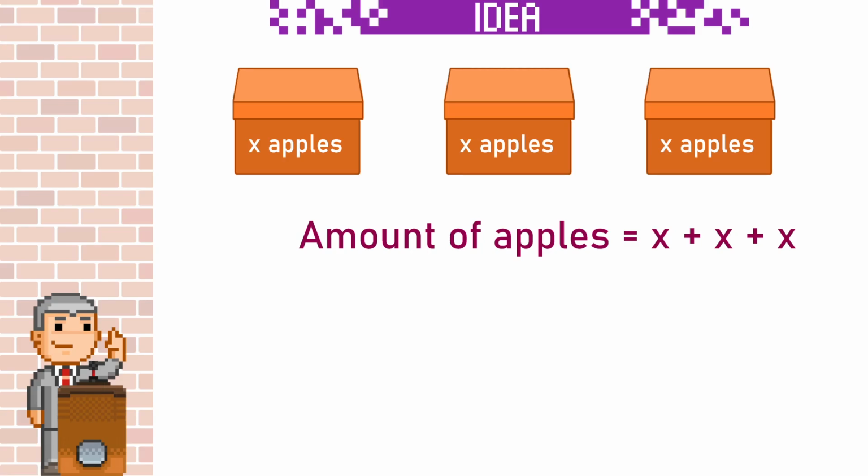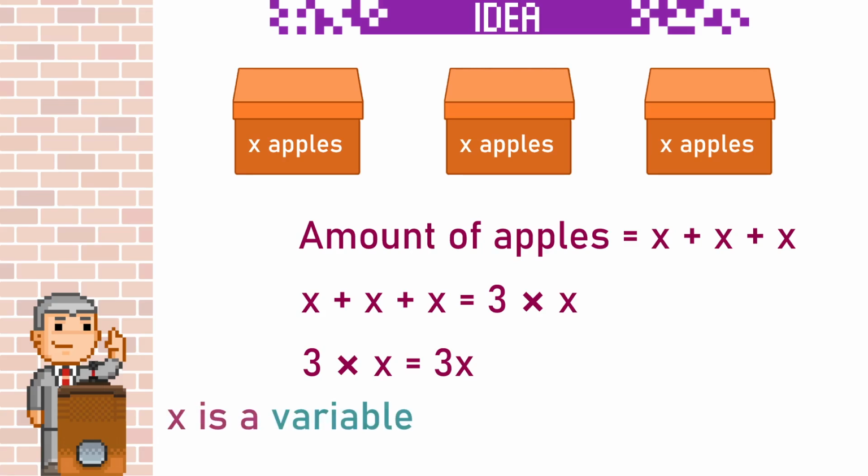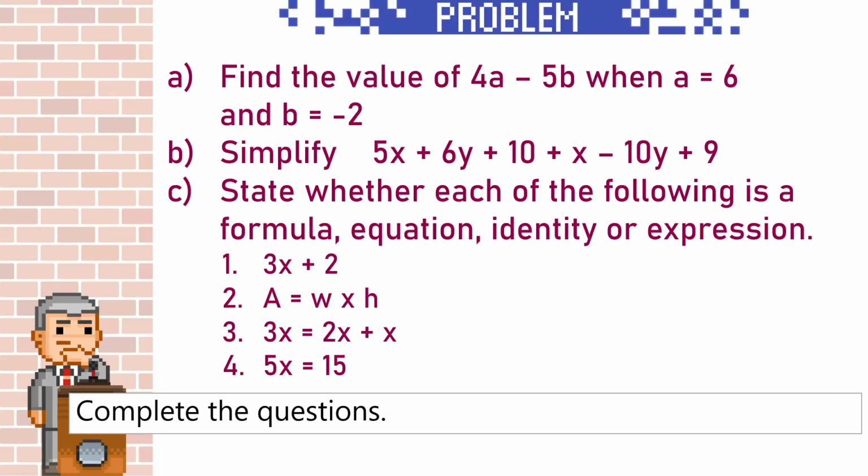Let's do this with the x's. X plus X plus X can be written as 3 times X. The times sign and the x's are getting a bit muddled up, so thankfully in algebra we don't need to write the times sign. The x is known as a variable because it could be any value. When we have a number or a letter or both, this is called a term. So 3x is a term. Let's go through some questions.